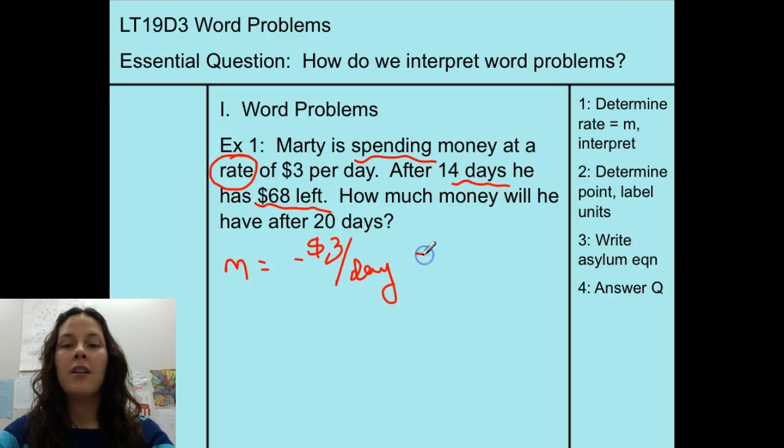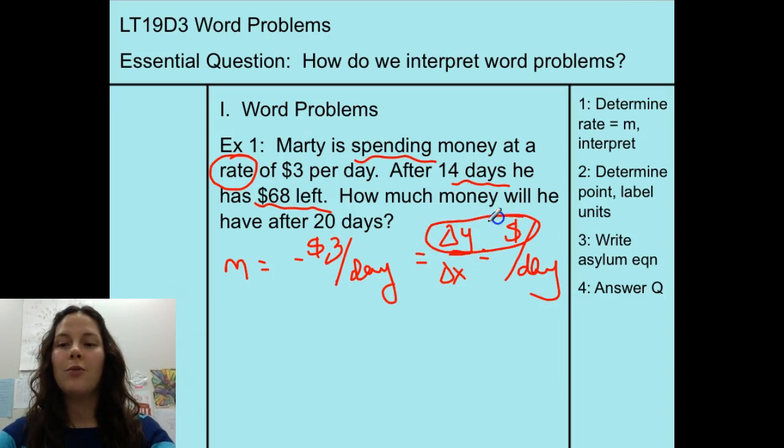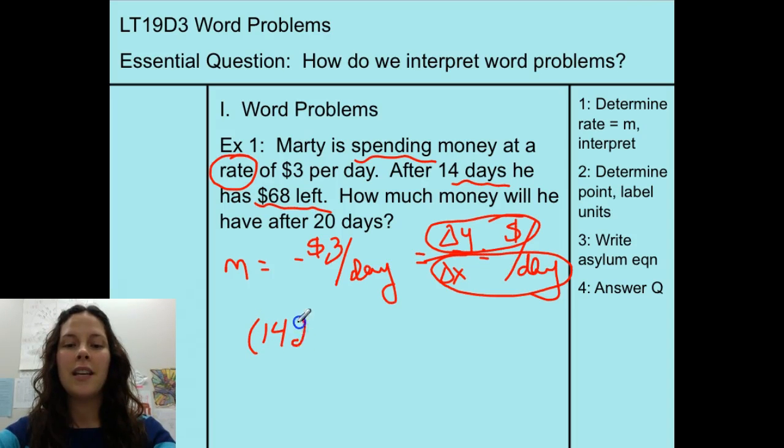Using our rate, we can also determine the units for our point. Remember, rate is change in y over change in x. And the units on our rate were dollars per day. So that means the y value has a unit of dollars, and the x value has a unit of days. So when we set up our ordered pair with those pieces of information we noticed go together, it'll be 14 days and $68.